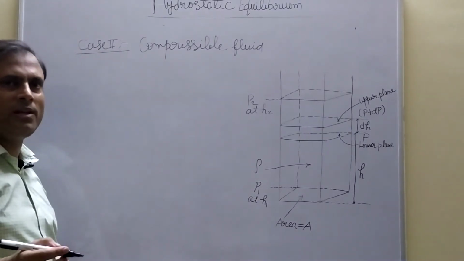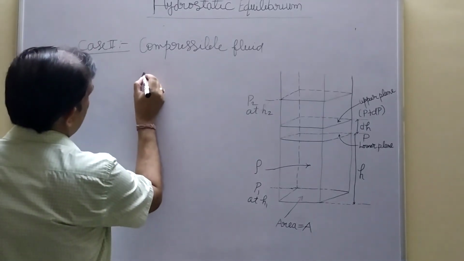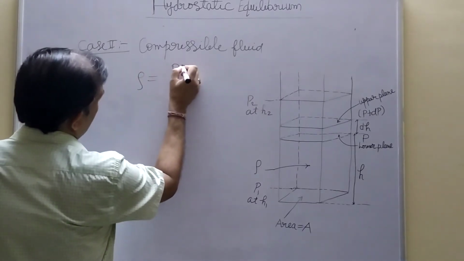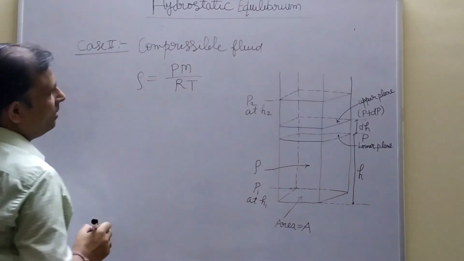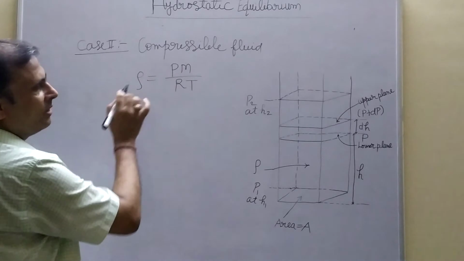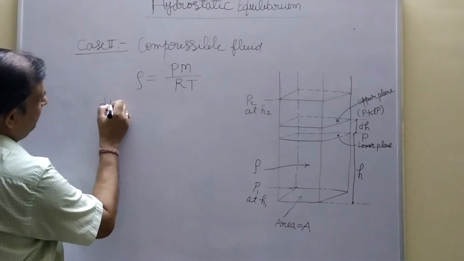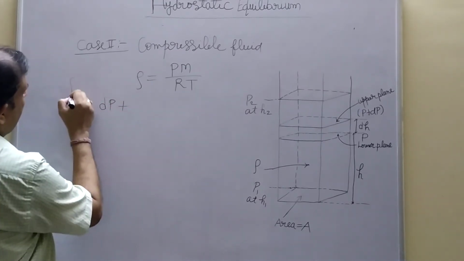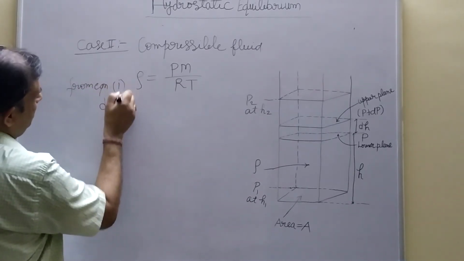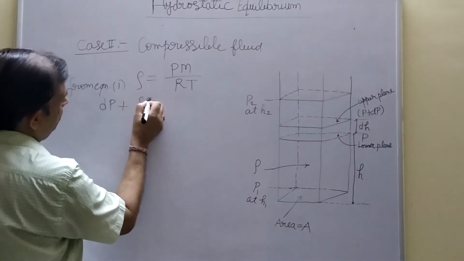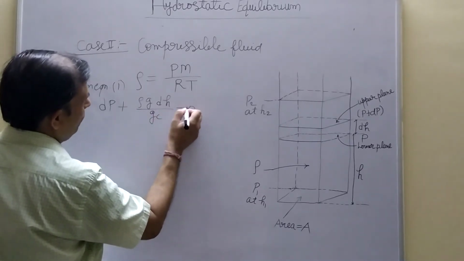So here we know a relation between the pressure and density. Density rho equals PM by RT, because this equation contains temperature as well as pressure. If we increase pressure or temperature, density will vary. So now we are writing equation first again: from equation first, dP plus rho g dh by gc equals 0.